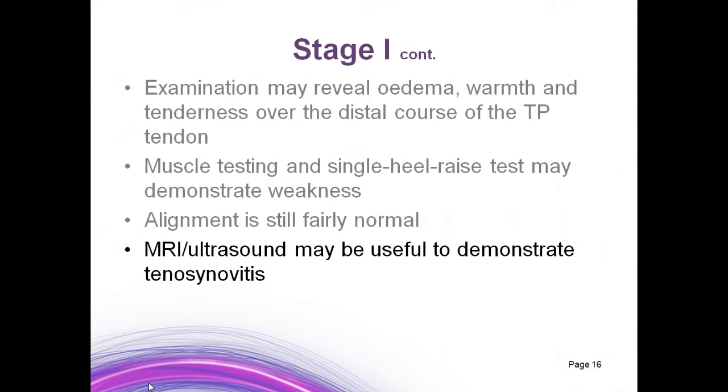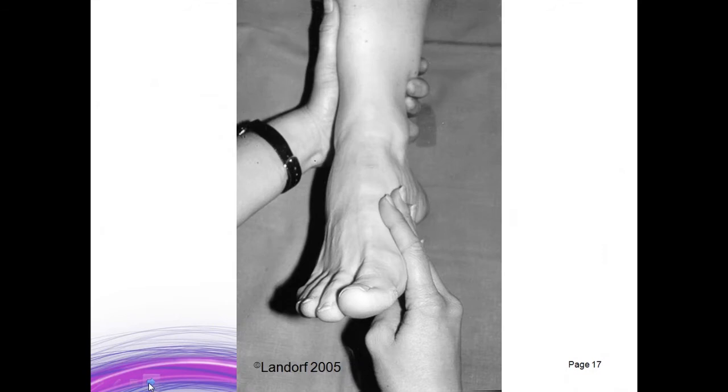An example of how to perform muscle testing is to place your hand on the medial side of the foot and get the client to invert the foot against resistance, and this is best done with an isometric contraction, as you'll be able to get the tibialis posterior tendon to contract whilst not undergoing any movement or motion at the subtalar joint or ankle. So if pain is reproduced, you can with confidence assume that the pain is coming from contractile tissue.